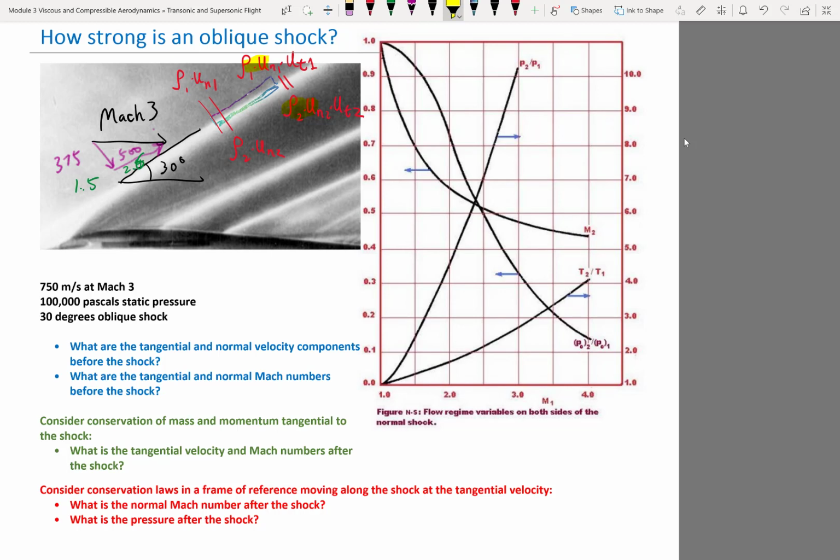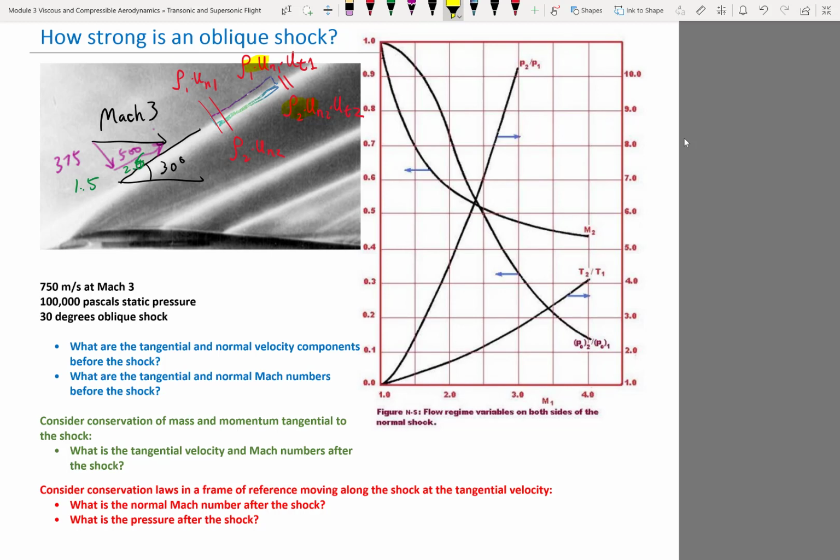So 2.5 times this, maybe 250,000 pascals, right? Basically, that's how you use a normal shock table for oblique shocks. Yes, question? Sorry, can you repeat how you read that in the table, the pressure after the shock?